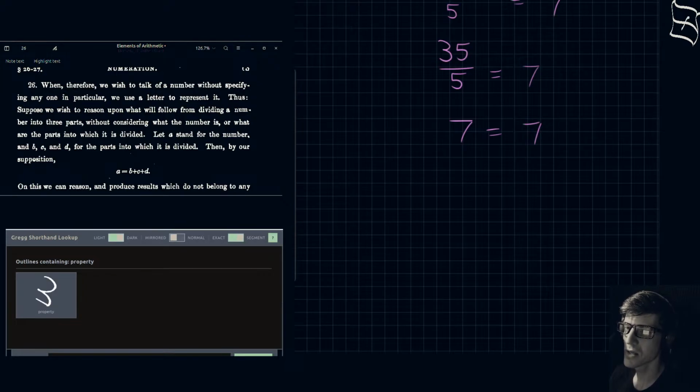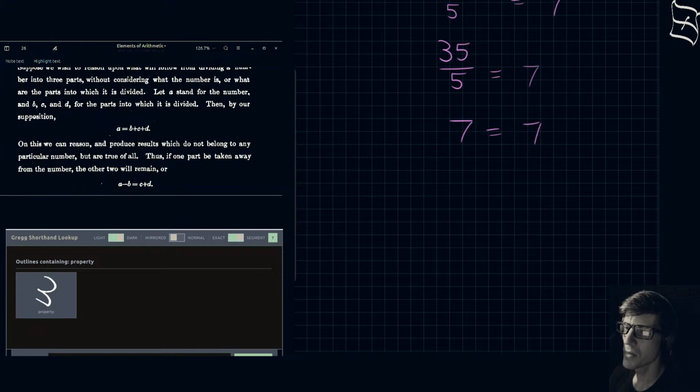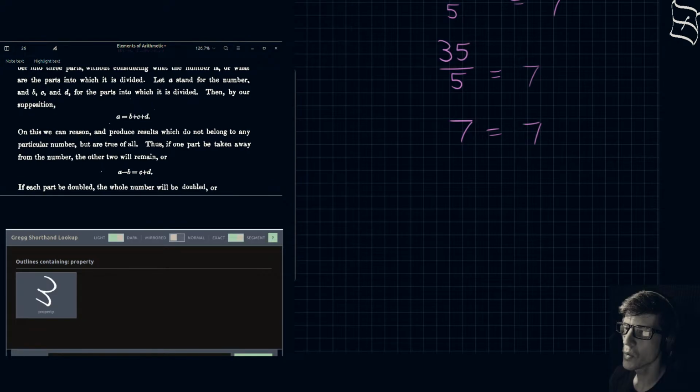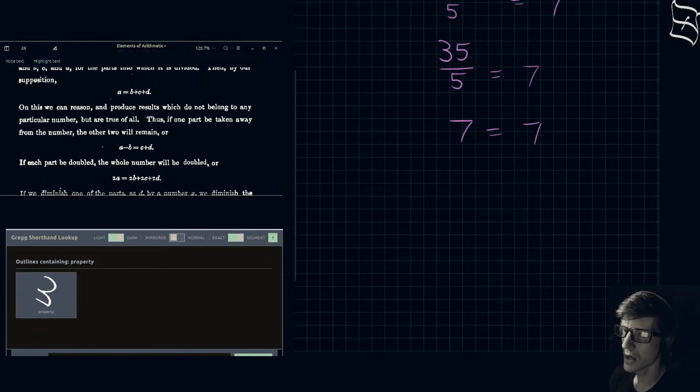Then, by our supposition, A is equal to B plus C plus D. On this we can reason and produce results which do not belong to any particular number, but are true of all. Thus, if one part be taken away from the number, the other 2 will remain. Okay? A minus B is equal to C plus D.